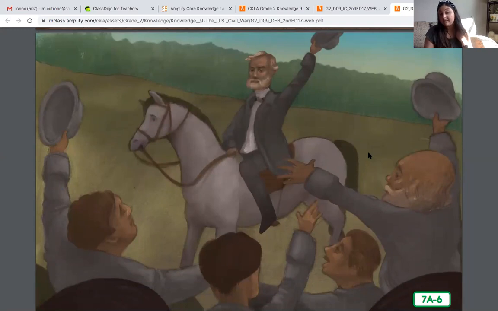All right, here we have Lee, and he is greeting his soldiers. Greeting is just like a hello. In the morning, the old man rode out to greet his soldiers. The men cheered and waved their hats whenever Lee rode past, and he waved and smiled confidently, doing his best to keep their spirits high.